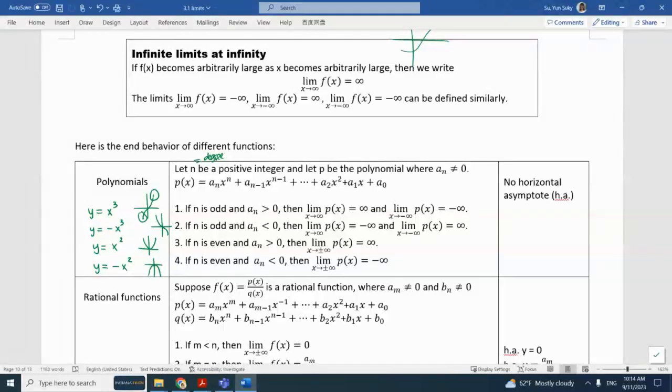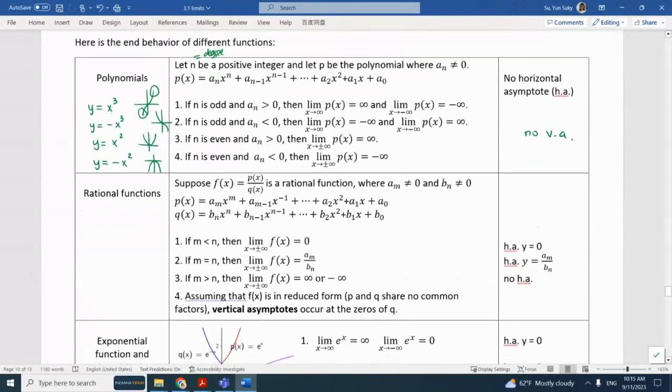Okay. In any of those cases, we don't have a horizontal asymptote because we're not approaching a finite number, right? So we go to infinity or minus infinity. So no horizontal asymptotes. And furthermore, no vertical asymptotes. Okay, everybody? Polynomials are continuous everywhere, defined everywhere, so no vertical asymptotes. Okay?